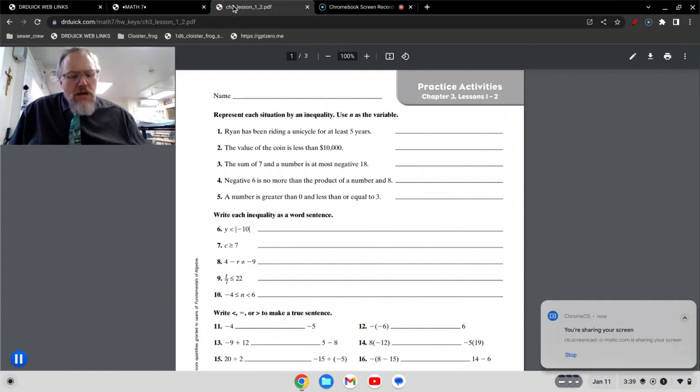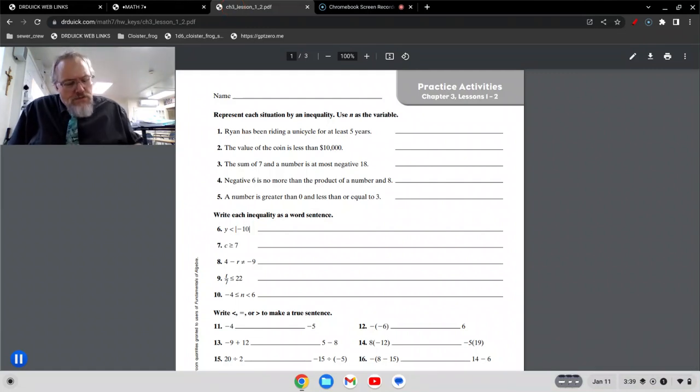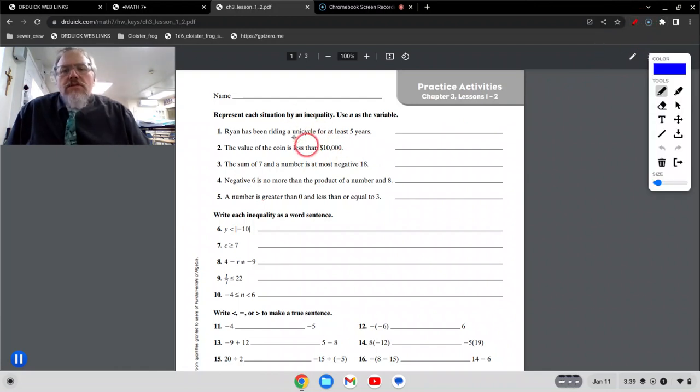Okay, this is chapter 3, lessons 1 and 2, a review guide. It's a nice way to get ready for a test or something like that. I'm doing the odds, so the evens are kind of on you, all right? So I'm going to start with this first one.